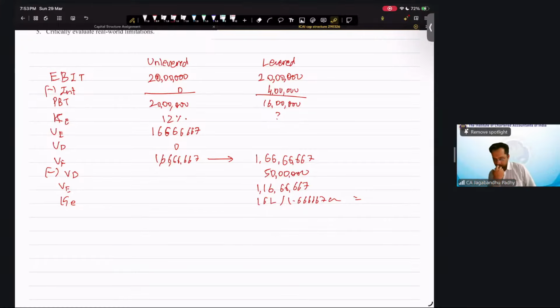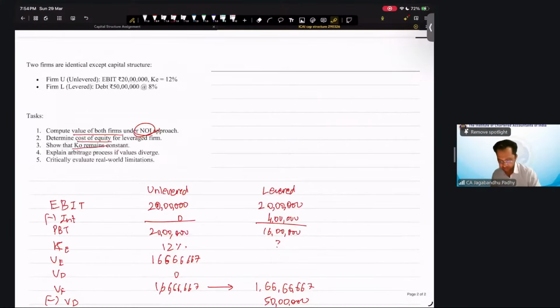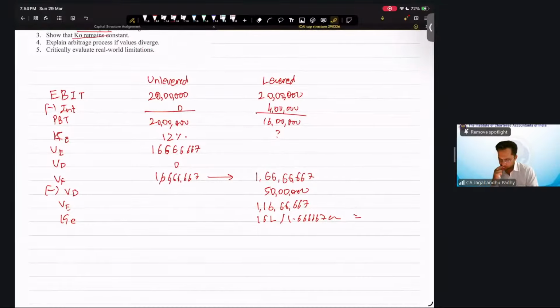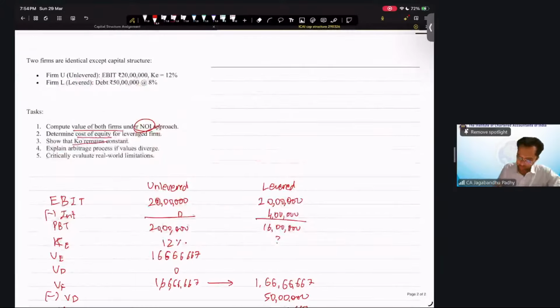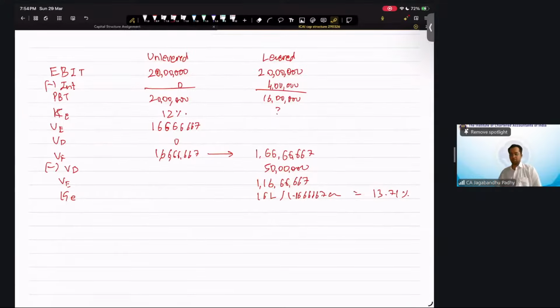PBT is 16 lakh. Interest cost is at 8%. So it is 16 lakhs divided by 1 crore 16 lakhs 66,667. Yeah, this is 13.71%. KO is definitely going to remain the same.